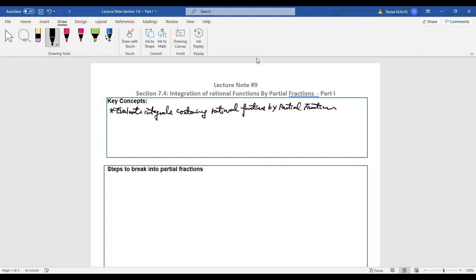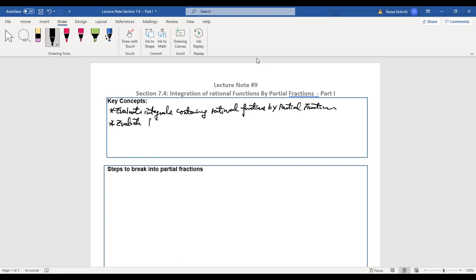This will be our first topic, and we're going to use 2 videos to cover it. We're going to talk about the method, how to determine the constants, the coefficients of those partial fractions. In the second video, we're going to talk about how to really carry out the evaluation.